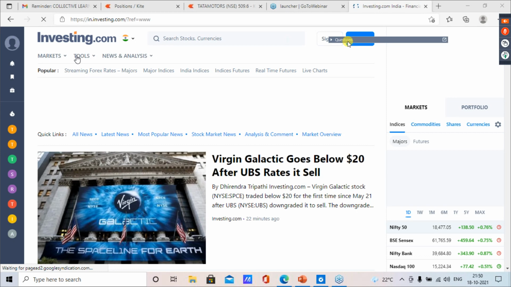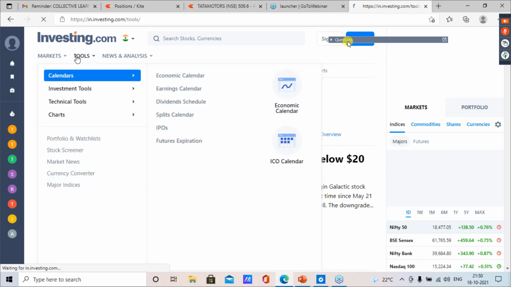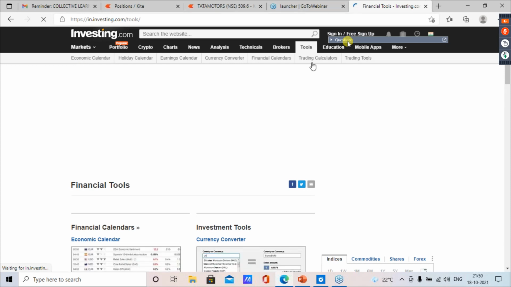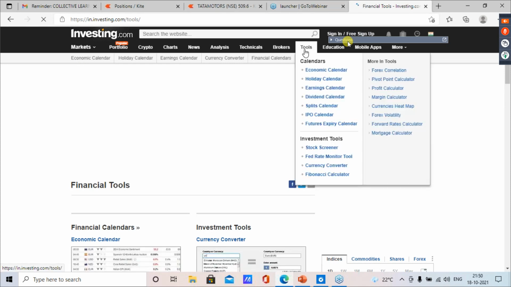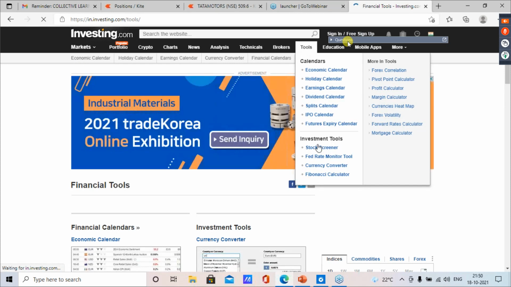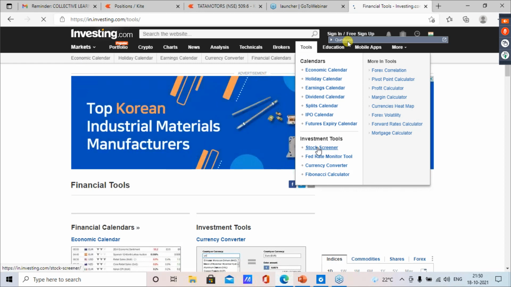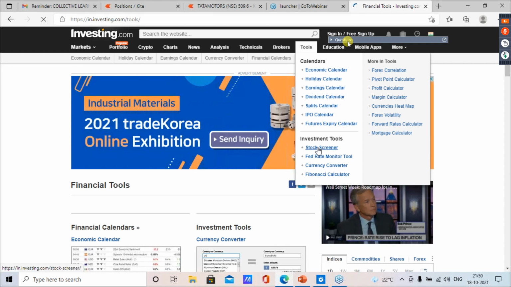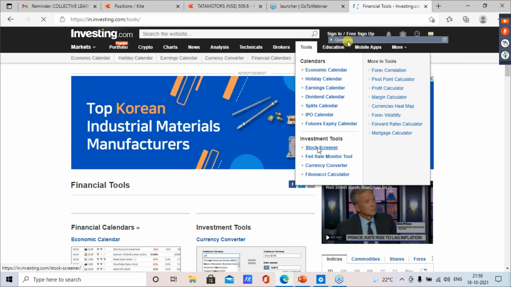Second point, come to tools. In tools, please select stock screener. There are 3 steps. First, I just logged into this website. I just selected Indian version. Then I clicked on tools. In tools, in the drop down menu, I'm selecting stock screener.